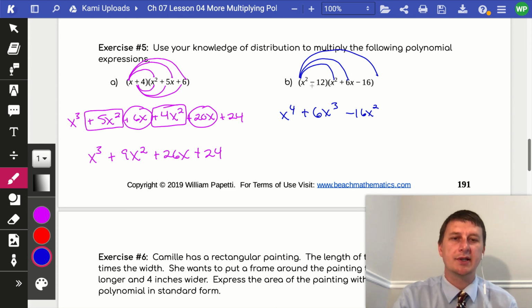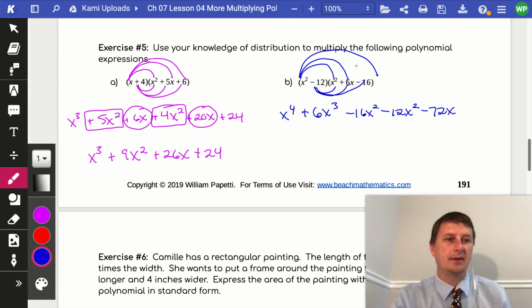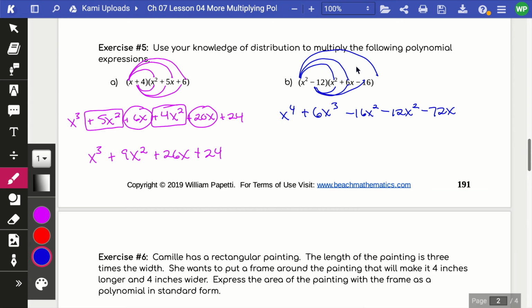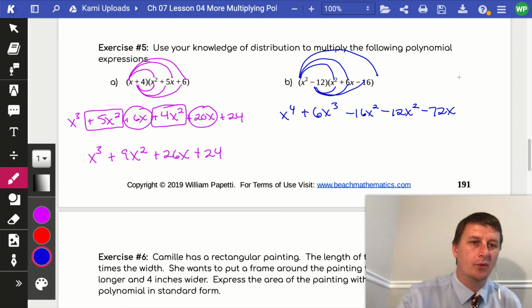So now we move on to our second term, which we want to be careful because this is not a 12, this is a negative 12. So we're going to go negative 12 times x squared is negative 12x squared. Negative 12 times 6x is negative 72x. And negative 12 times negative 16, I'm going to need a calculator for that one. Negative 12 times negative 16 is going to be a positive 192. So we're going to have positive 192 there.